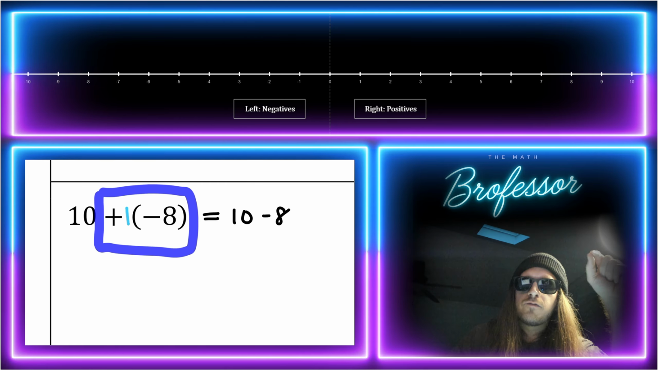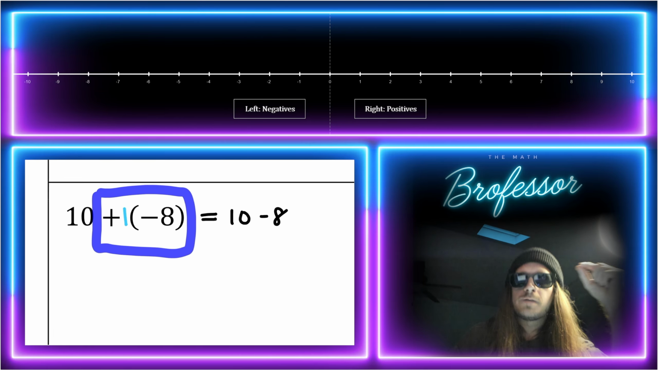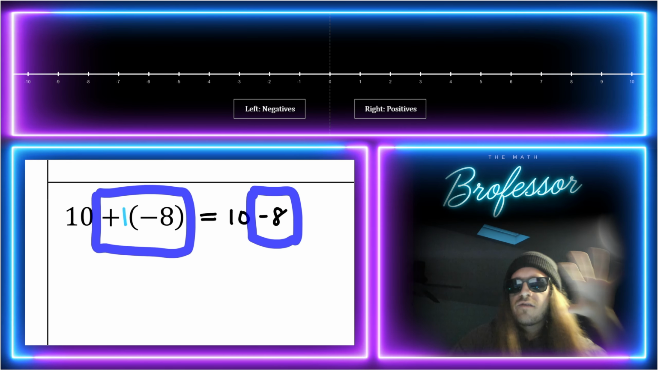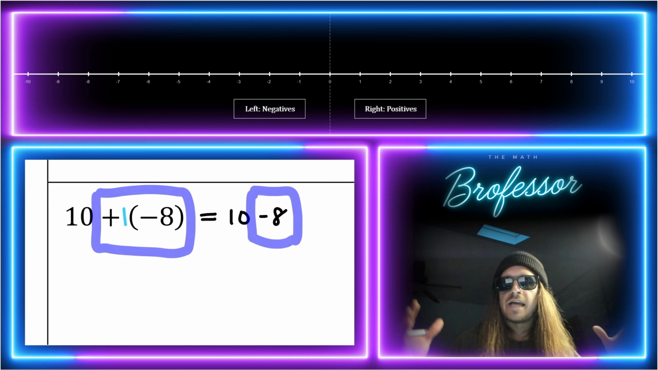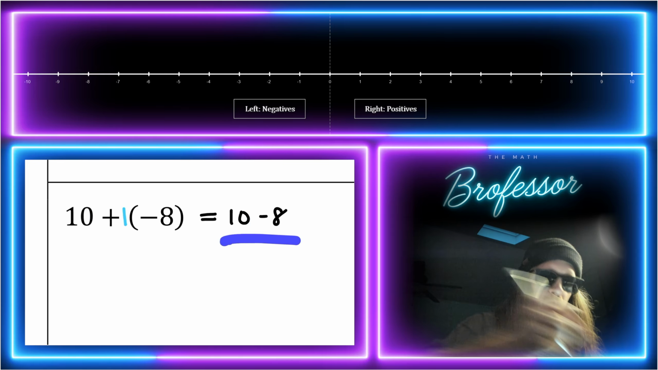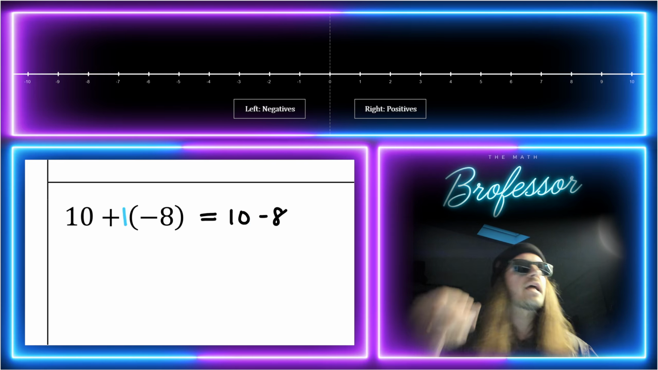What is positive 1 times negative 8? That's just negative 8. So everything in my blue box simplifies to minus 8. So that's another explanation as to why 10 plus negative 8 is really just 10 minus 8. Those are the same thing.